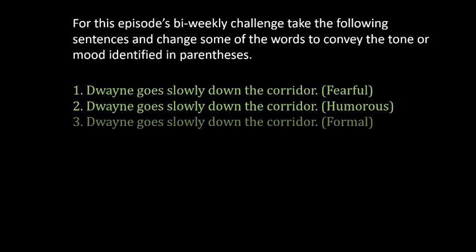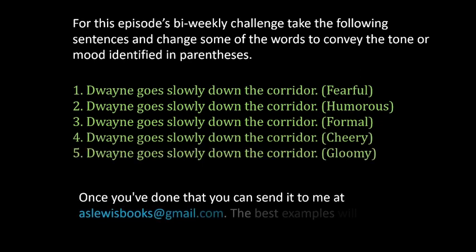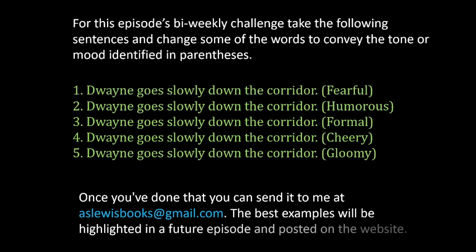For this episode's bi-weekly challenge, take the following sentences and change some of the words to convey the tone or mood identified in parentheses. Dwayne goes slowly down the corridor. Fearful. Dwayne goes slowly down the corridor. Humorous. Dwayne goes slowly down the corridor. Formal. Dwayne goes slowly down the corridor. Cheery. And Dwayne goes slowly down the corridor. Gloomy.